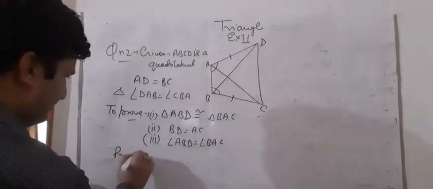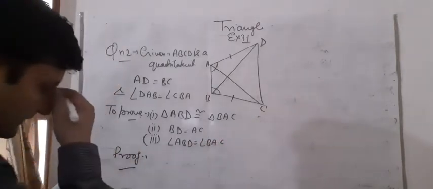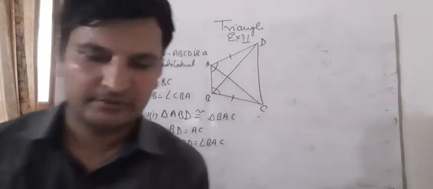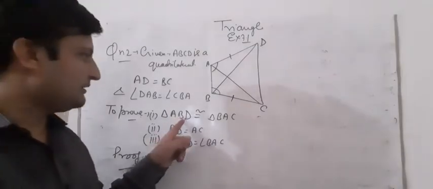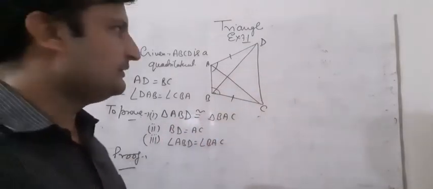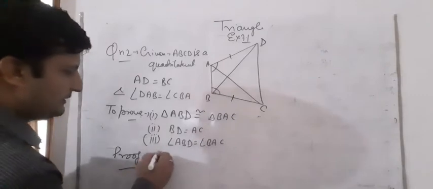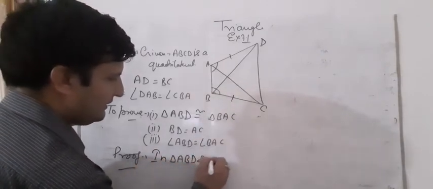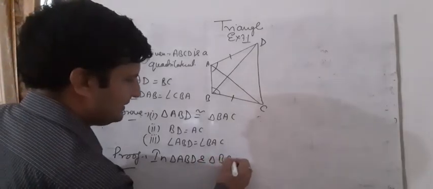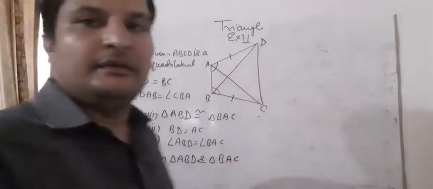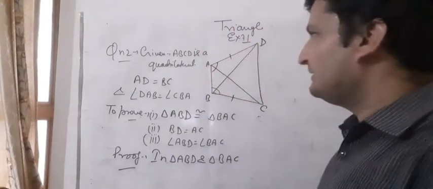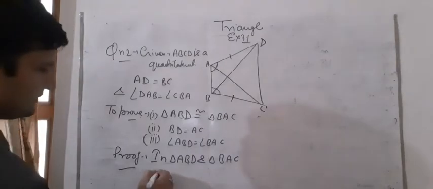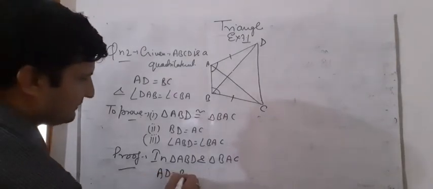Now we will prove it. How will we prove it? So students, what will we do now? We have to prove ABD is congruent to triangle BAC. So let us take these two triangles, triangle ABD and triangle BAC. In triangle ABD and triangle BAC, what is given? We are given that AD is equal to BC.